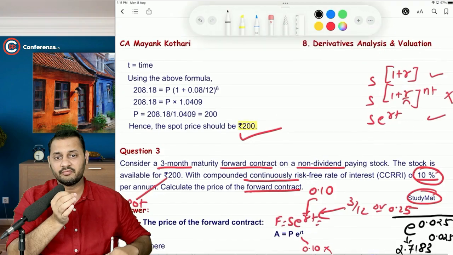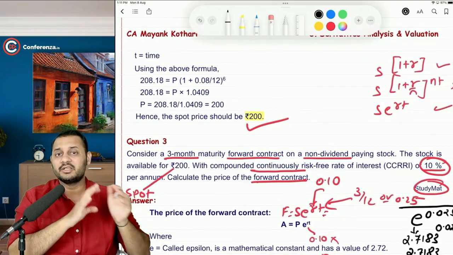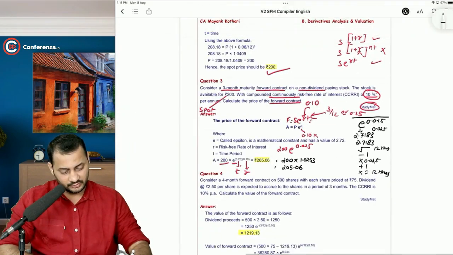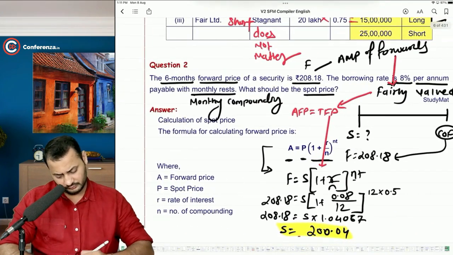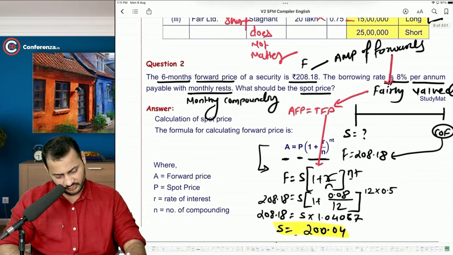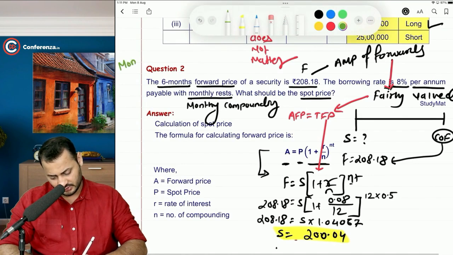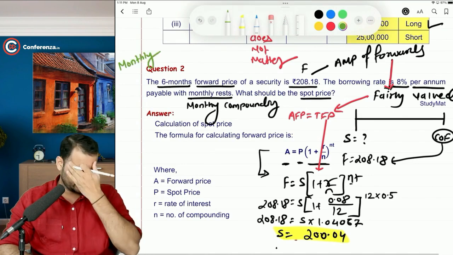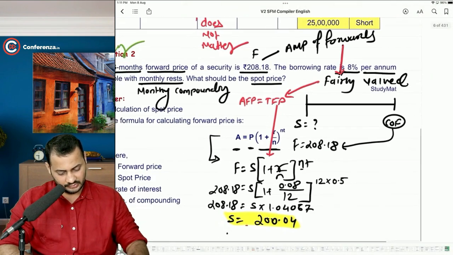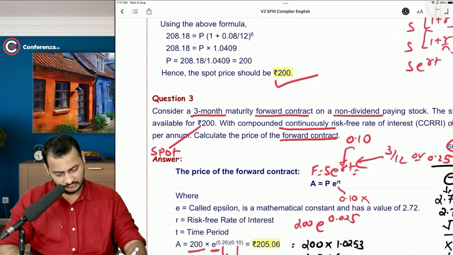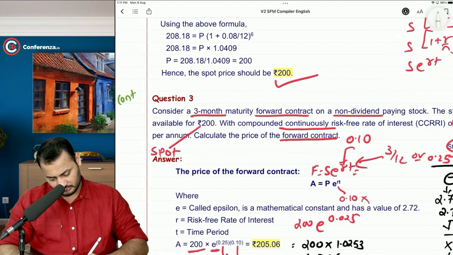Continuous compounding. What did we learn in the previous question? Monthly compounding. Okay, so a couple of things that I think you should write straight away. The learning should be mentioned: monthly compounding, then continuous compounding.